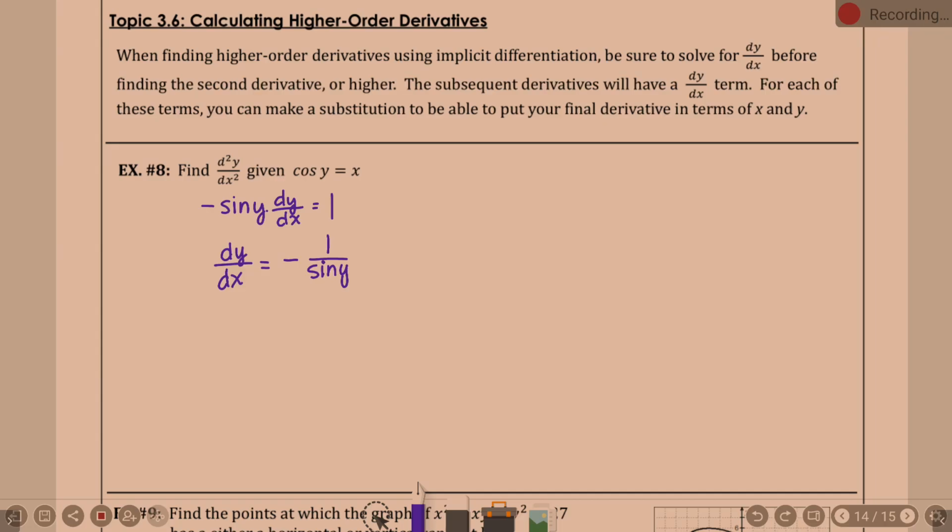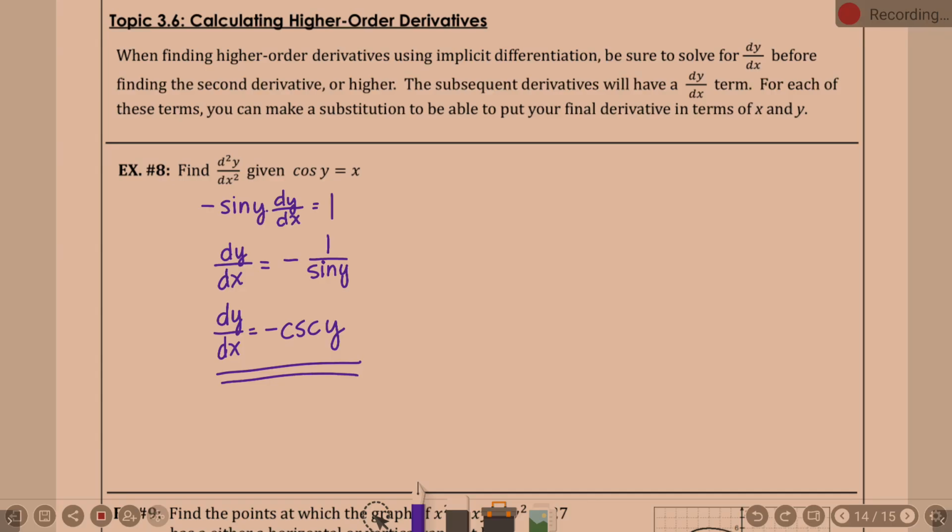How else could I write 1 over sine y? Negative cosecant y. The reciprocal of sine is cosecant. And so I actually have this written in my notes as dy/dx being negative cosecant y. So there's my first derivative, yes?